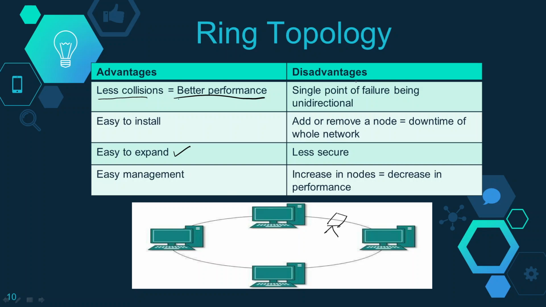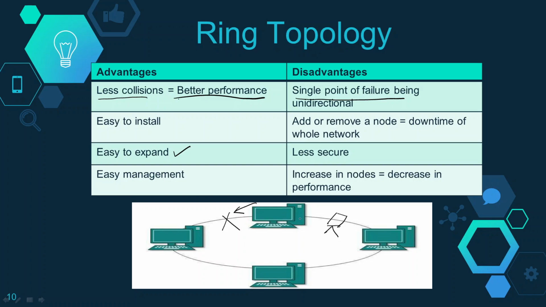So what are the disadvantages of this topology? Again, same like the bus topology, it also has a single point of failure. So this means that if this cable is broken, then the whole communication is broken because the data flows in a unidirectional mode.